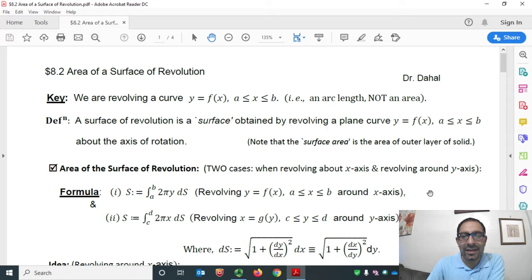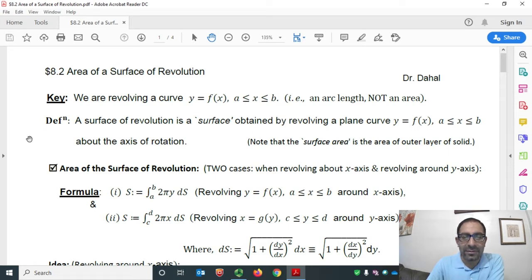In today's class, I'll cover area of surface of revolutions. So let me start the class right away. The key in this section is we are revolving a curve given by y equals f(x), x between a and b. That is, we are revolving an arc length, not an area.